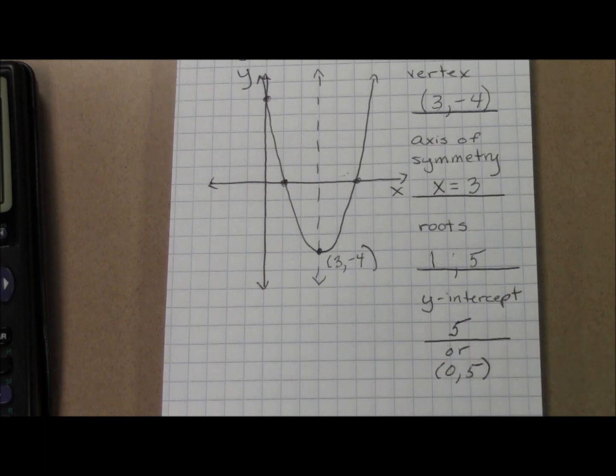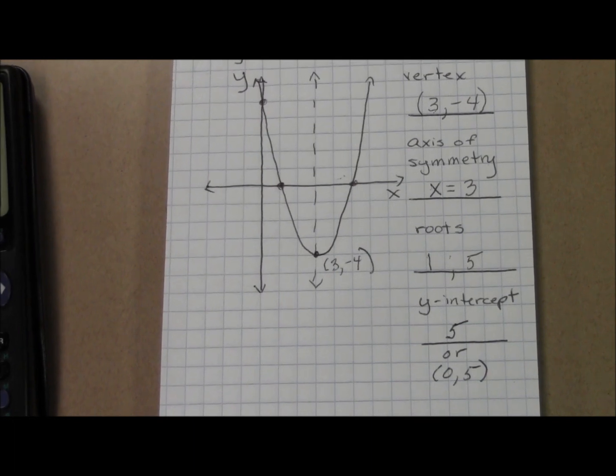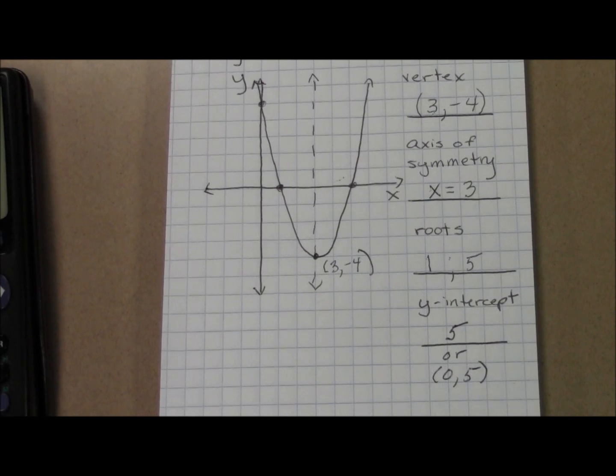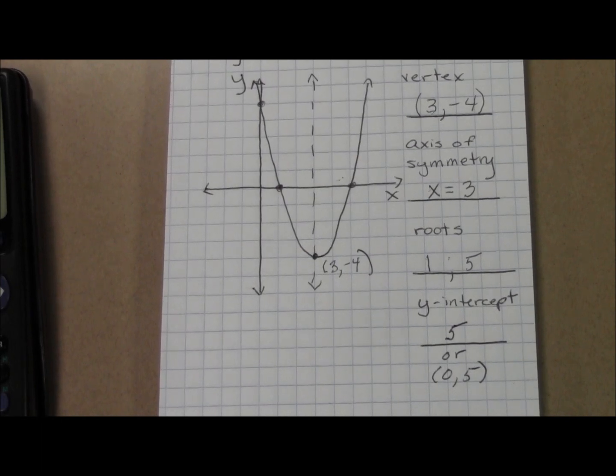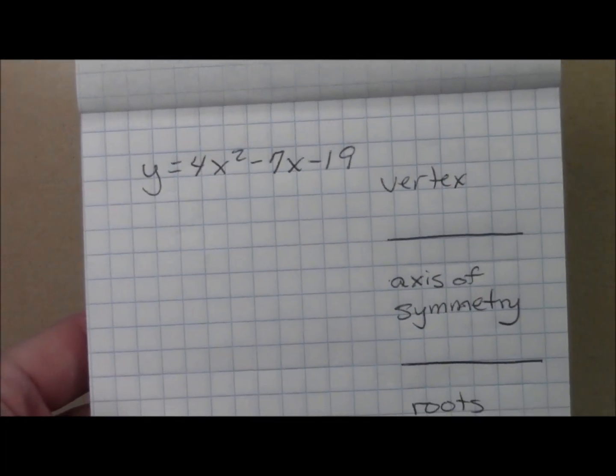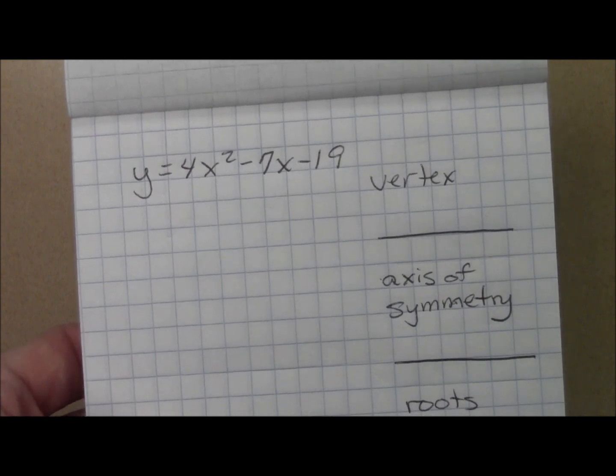Alright, the next one we're going to look at is a little bit more complicated. The windows will need to be adjusted, but any of these parabolas can be graphed. At least the key points can be put on, even if you're doing just a very, very rough graph. So let's get ready for that one. Let's try it with a little bit more difficult of a parabola to graph.